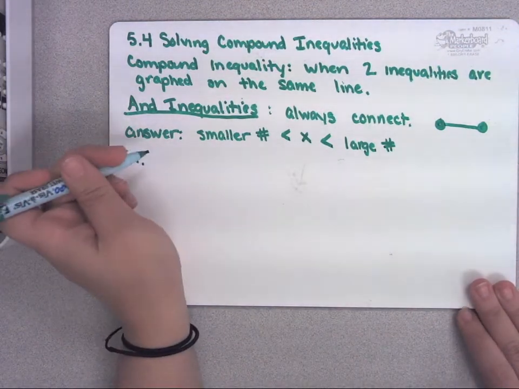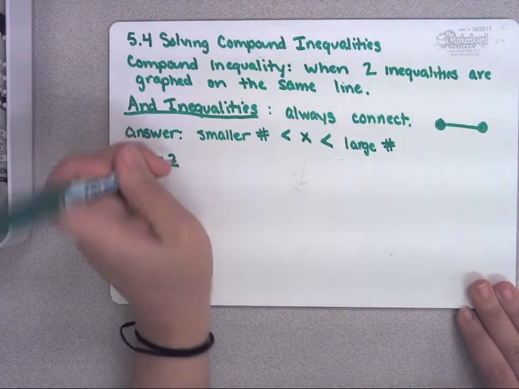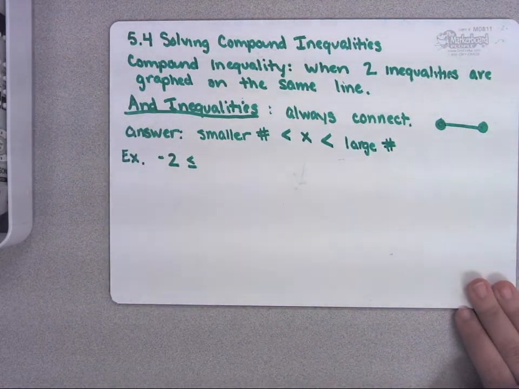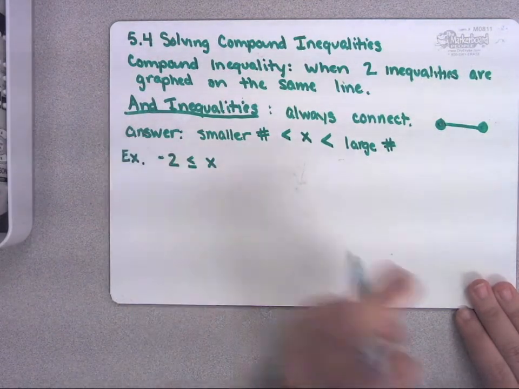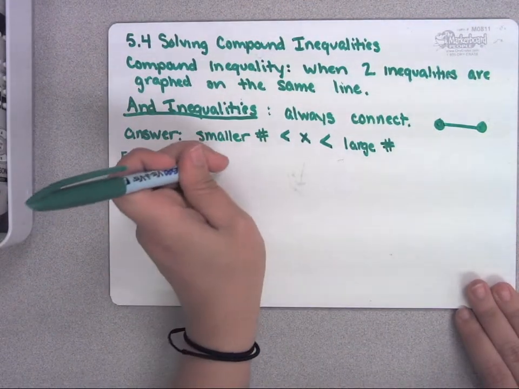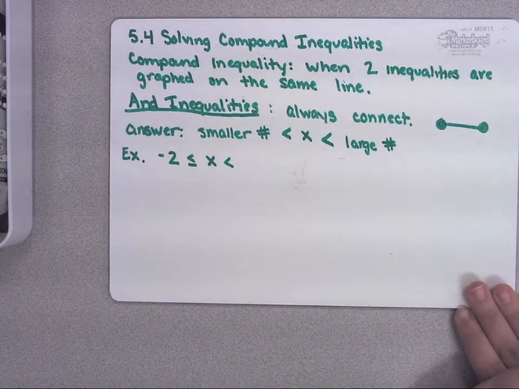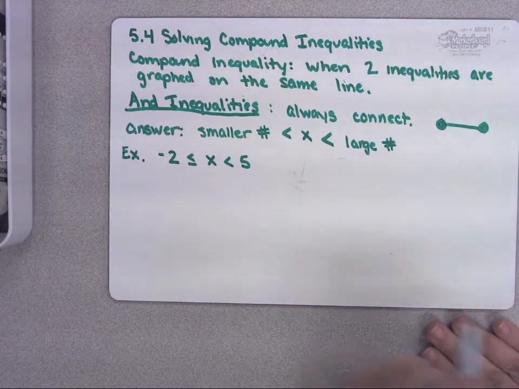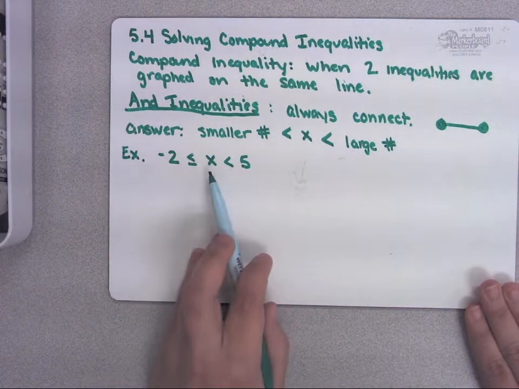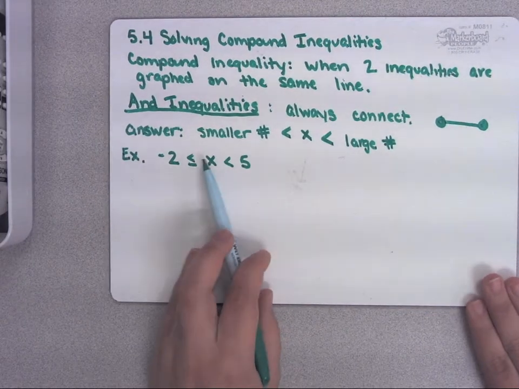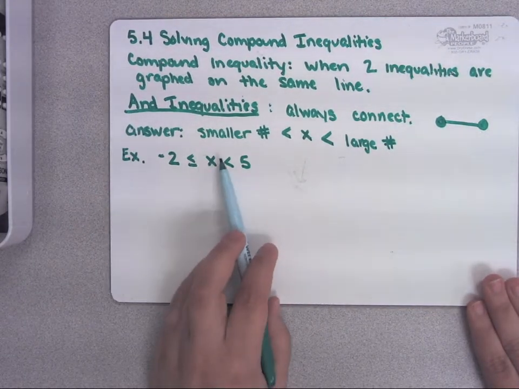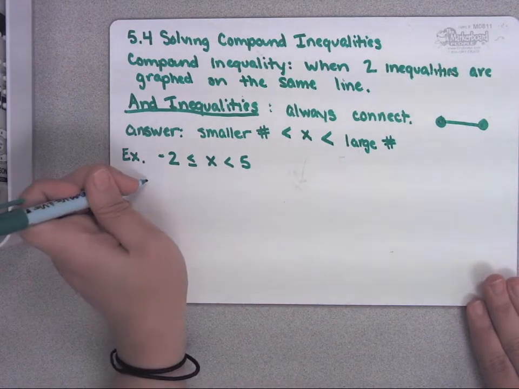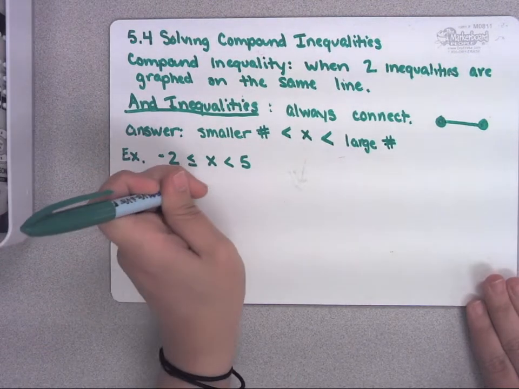So if we have this, -2 is less than or equal to x, which is less than, different line, 5. This is an "and" inequality. Look at x. It's in the middle. Is x completely by itself? That means we can graph it when there's no numbers around it in between the signs. So we're going to graph it. We're just going to practice reading it.